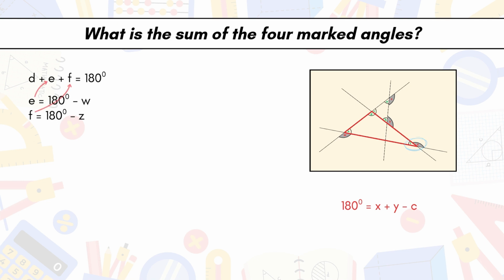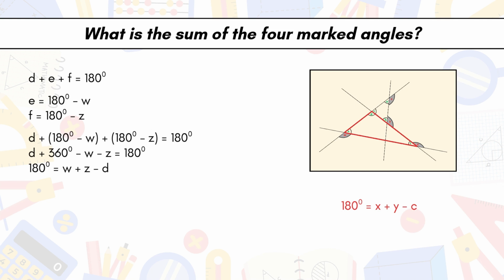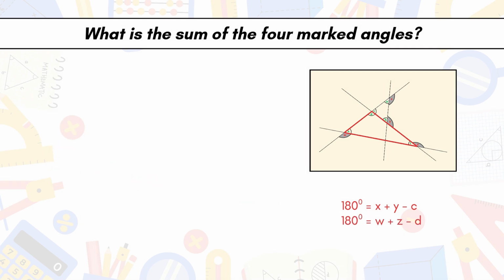Same as before, we plug in for E and F, giving us D plus 180 minus W plus 180 minus Z equals 180. After simplifying, we conclude that W plus Z minus D equals 180 degrees. Let's put this information away for now. We're going to need it very shortly.